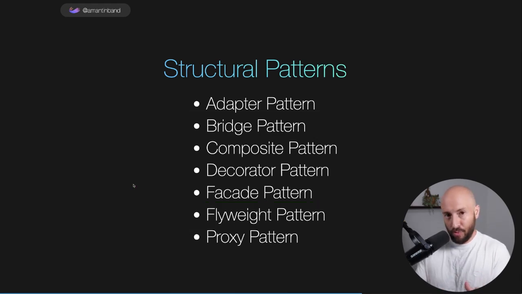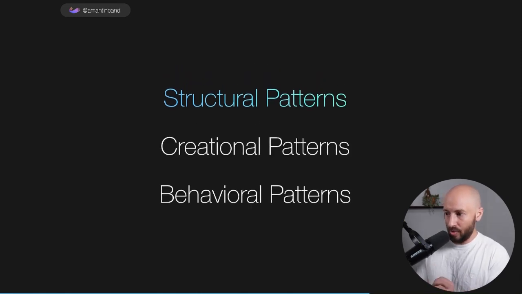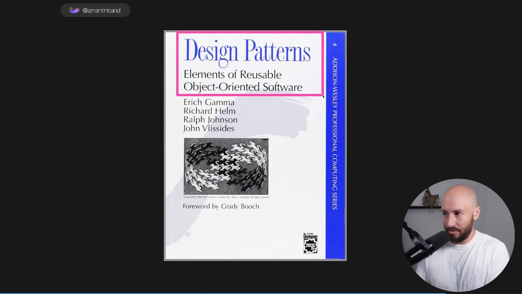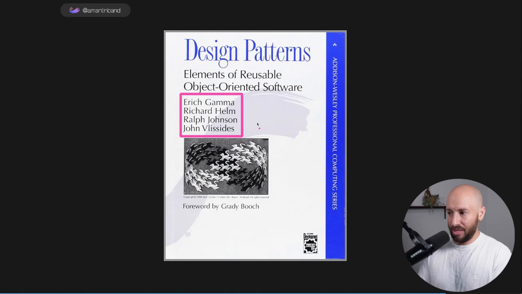Alongside the grouping or the classification of the patterns into structural patterns, we also have the creational patterns and the behavioral patterns. The classification of the design patterns into structural, creational, and behavioral comes from the book Design Patterns, or in its full name, Design Patterns: Elements of Reusable Object-Oriented Software, which is usually referred to simply as the Gang of Four, referring to the four authors of the book.